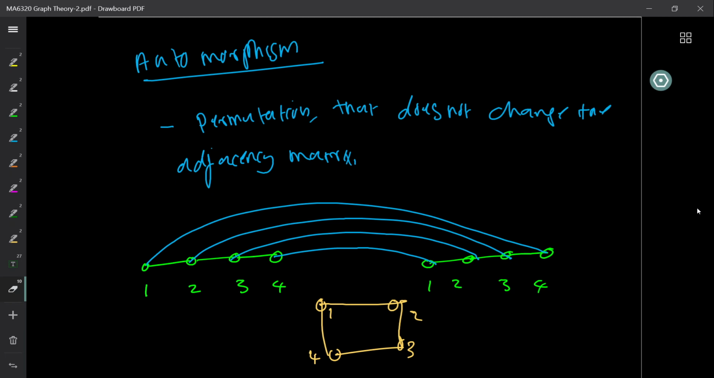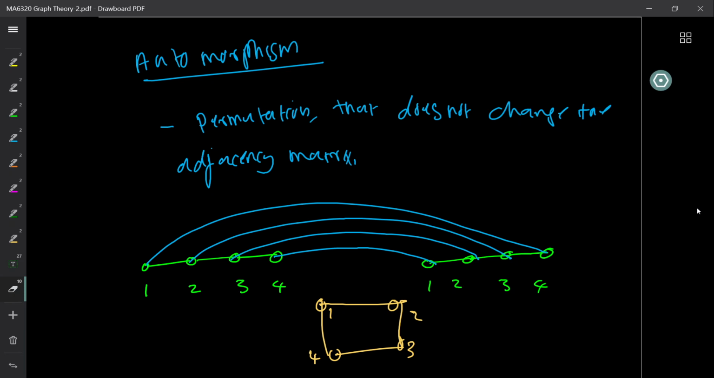Now, automorphism is essentially an isomorphism from a graph to itself. Of course, the identity is always an automorphism, right? And some graphs have only one: the identity is the only automorphism. Now, there is, for example, the path graph 1, 2, 3, 4. One can show that there are two: one is the identity, and the other is as depicted here. So the only other automorphism here is basically the reflection of the path.